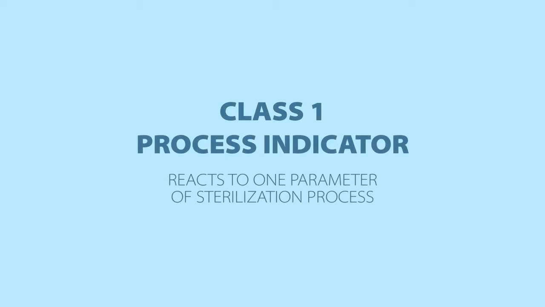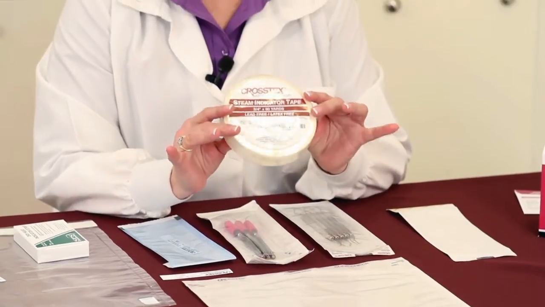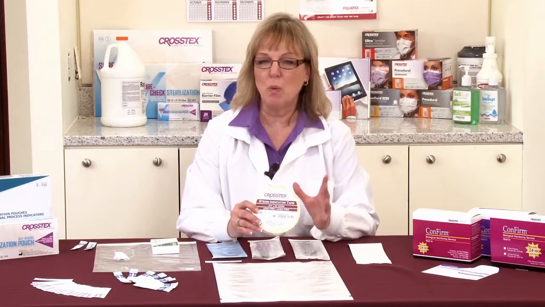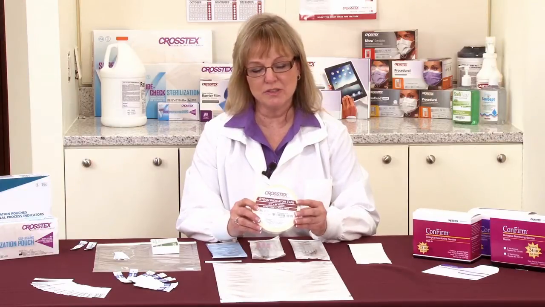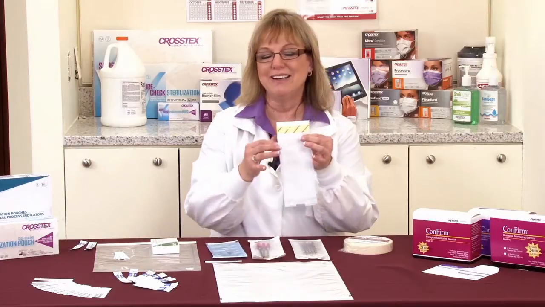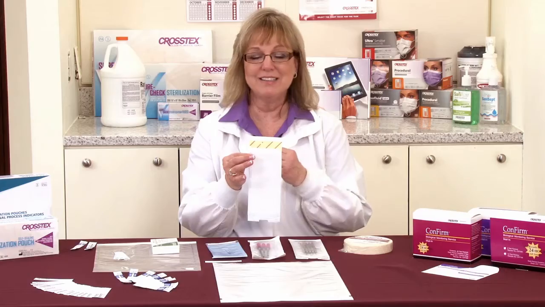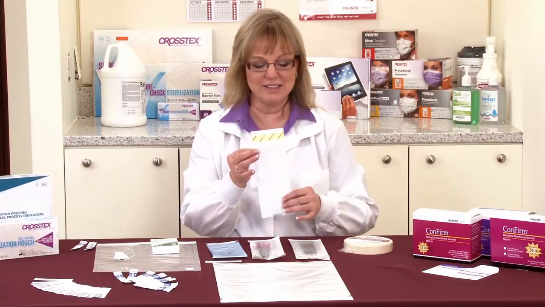Class 1 is the most simple of all because basically it's a process indicator. An example of a Class 1 indicator would be the use of autoclave tape. It reacts to only one parameter of the sterilization process. Autoclave tape simply responds to heat. We use it basically as an external indicator so we can determine if a package has been processed or not. It says nothing about the sterility inside the package.